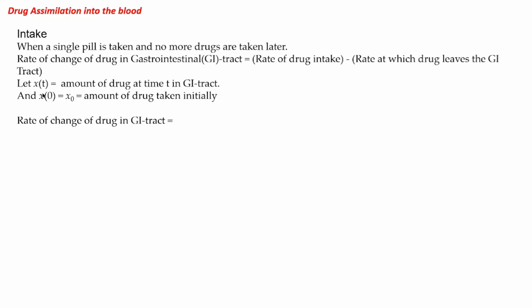So if we take x of t as the amount of drug at any time t in the gastrointestinal tract, and x of 0 is the amount of drug which is taken initially, given by x naught, then the rate of change of drug in the gastrointestinal tract is dx by dt. This is proportional to the amount of drug which is there. So dx by dt is proportional to x. We have to use the same relation if we are given problems on drug assimilation.